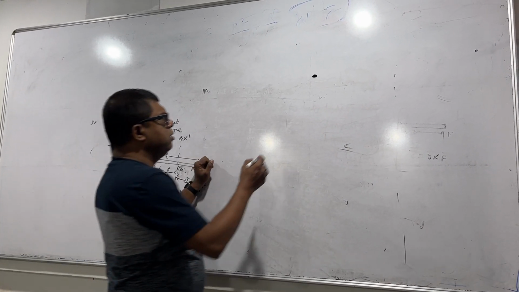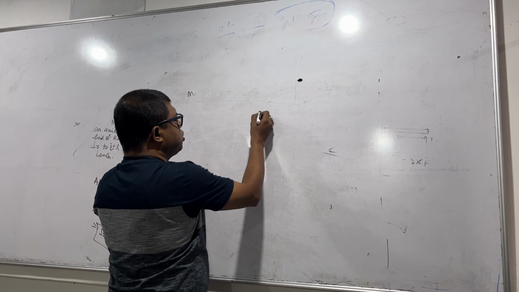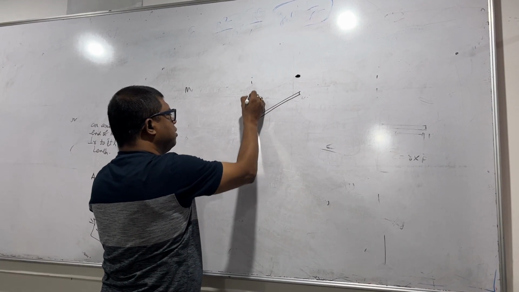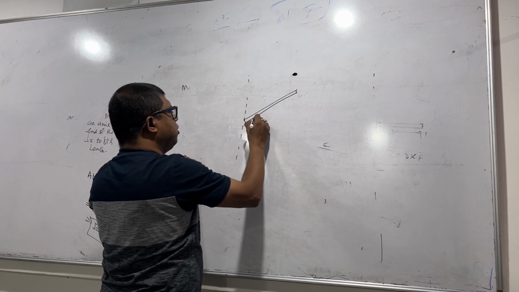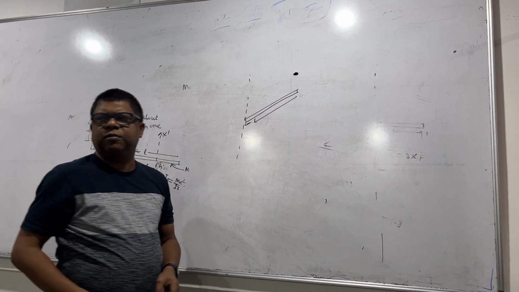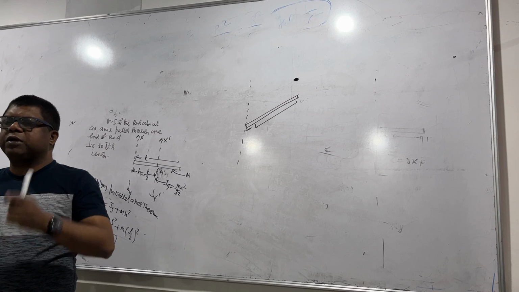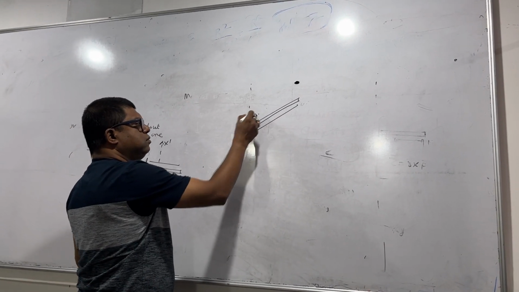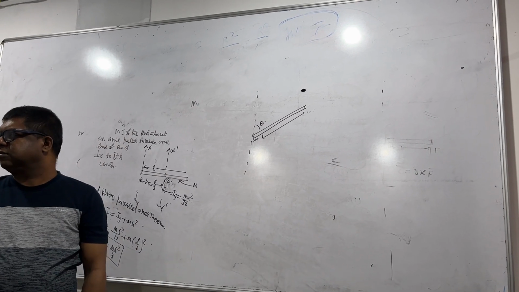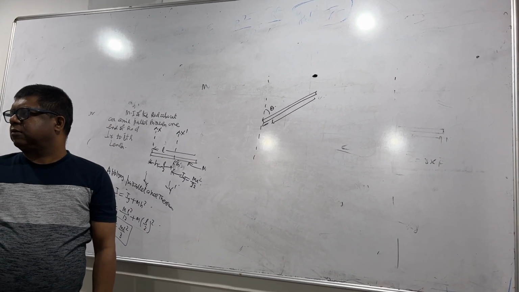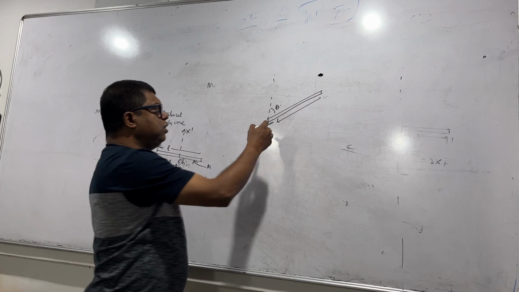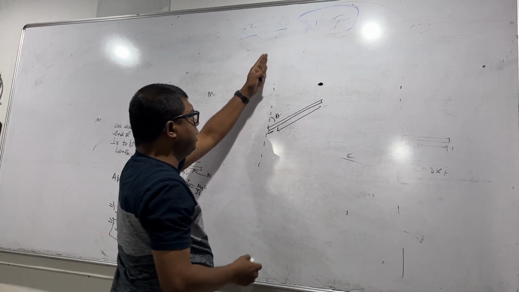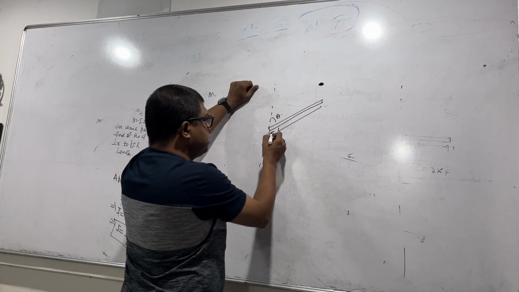So the moment of inertia, suppose this is the axis, and this is the length of the rod, L. We have to calculate the moment of inertia about this axis. This is theta. So this is L, this is theta. So its components are L cos theta and L sin theta.